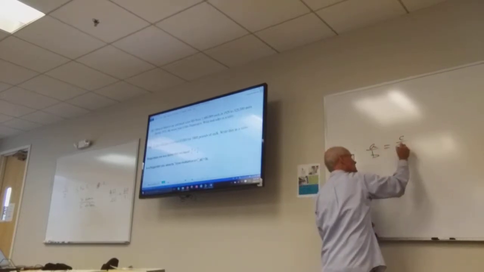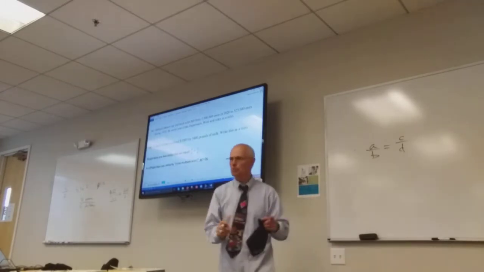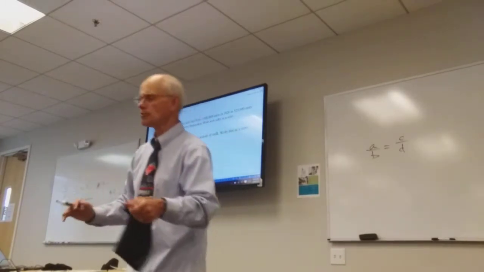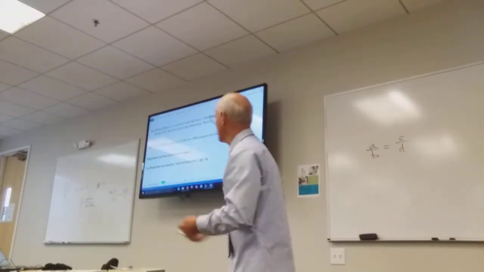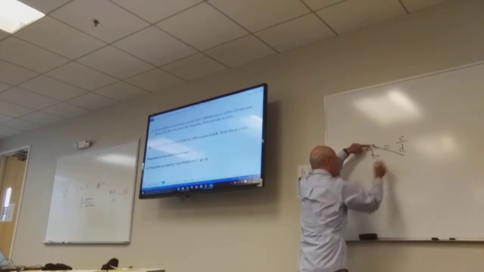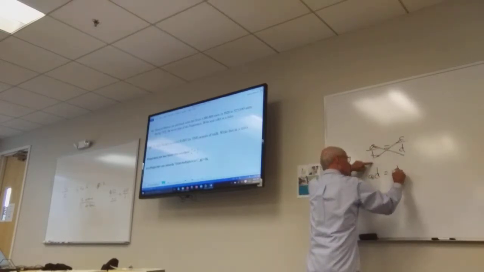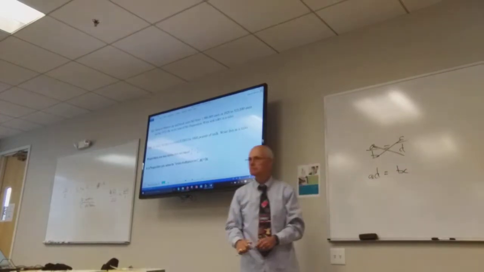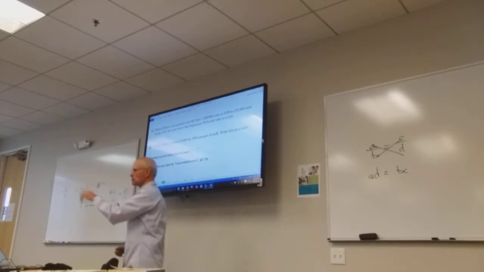Amazing thing. If you have a proportion, and it only works for proportions, doesn't work any other time. If you have one fraction equal to another fraction, I can multiply in an X. A times D equals B times C. It works. If it works, it's a proportion.